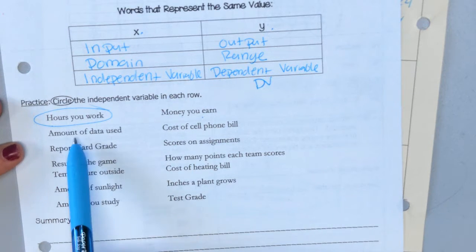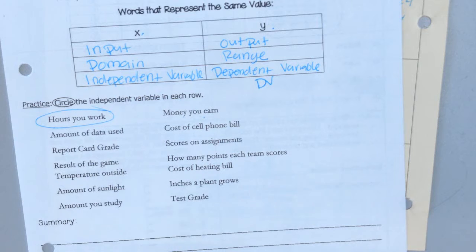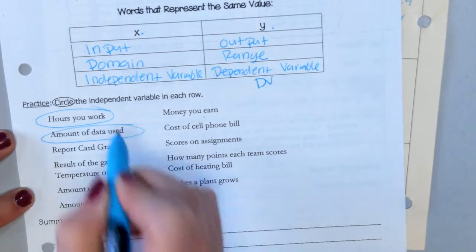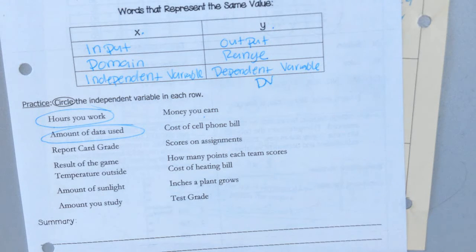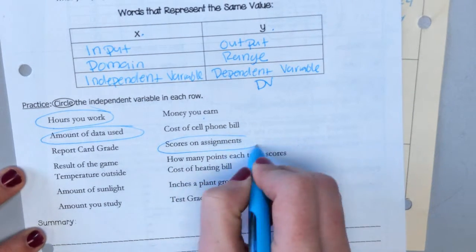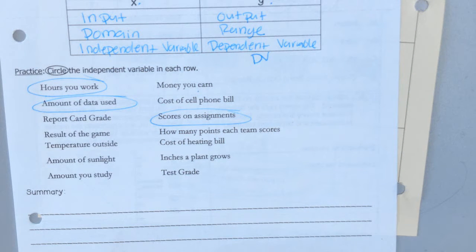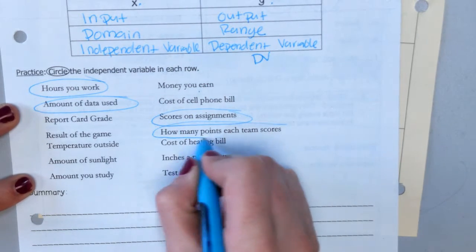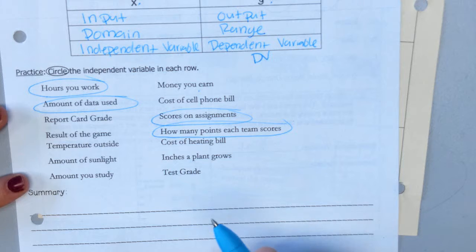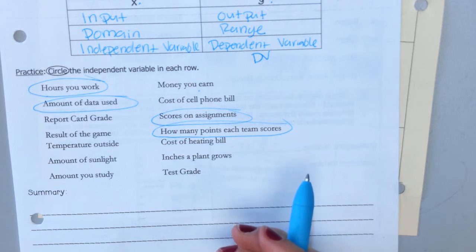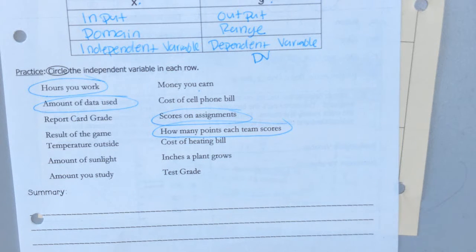On a cell phone, we have the amount of data being used on the cell phone plan, and then we have the cost of the cell phone bill. What do you have control over? Alright, your grade versus the scores on your assignments. You have control over your scores, and as a result, you get certain grades. The result of the game versus how many points each team scores. The results depend on how many points you score. So you don't just say, oh, the home team wins, and now we'll give them 5 points. The home team gets 5 points, and as a result, they win the game.